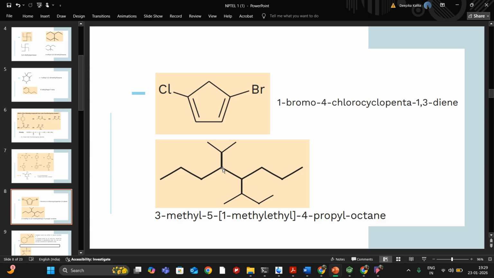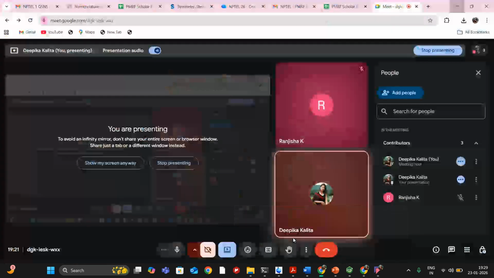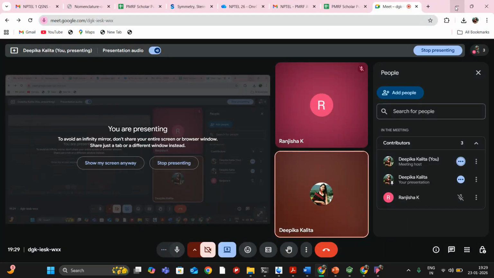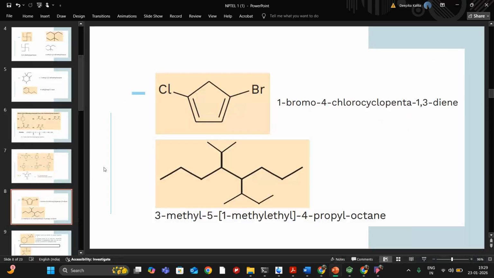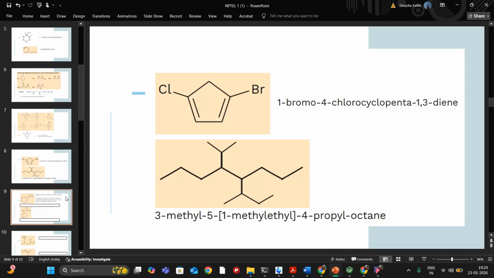3-methyl, 5-(1-methylethyl), 4-propyl octane. Starting from here, the parent chain will be octane. I hope this name was clear to you. This was an example of a complex hydrocarbon molecule. So with this, let us move to some more complex examples.